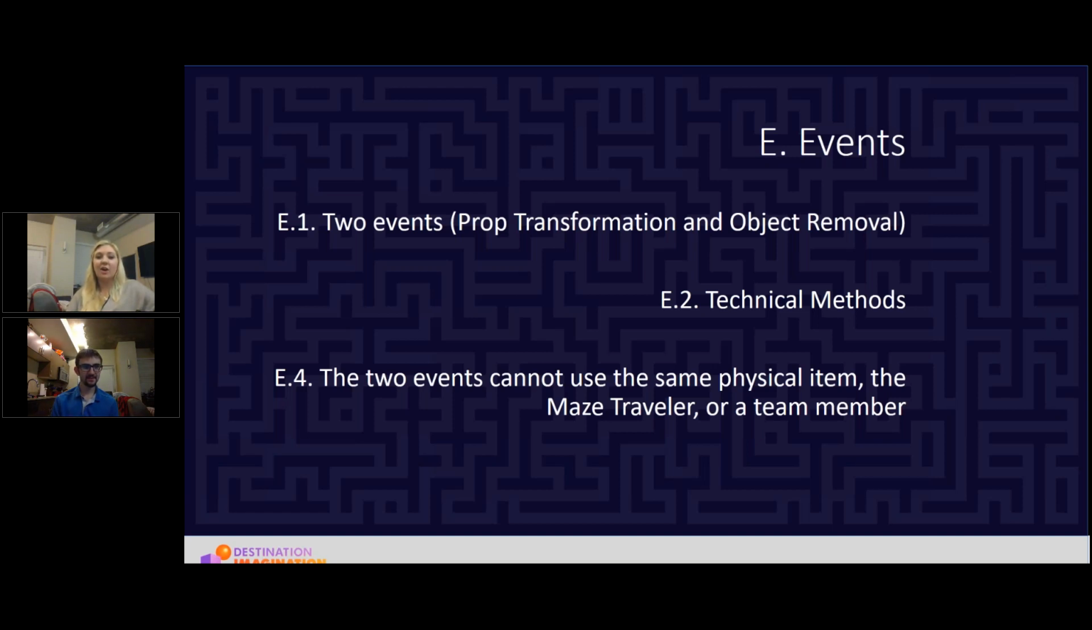And then the 2 events cannot use the same physical item. So your prop transformation and your object removal cannot be the same thing. They cannot be the maze traveler, and they cannot be a team member. So your prop transformation cannot be a person. Let's say you have a transformer. The transformer can transform, but it can't be the thing that gets removed from the maze. Cool.